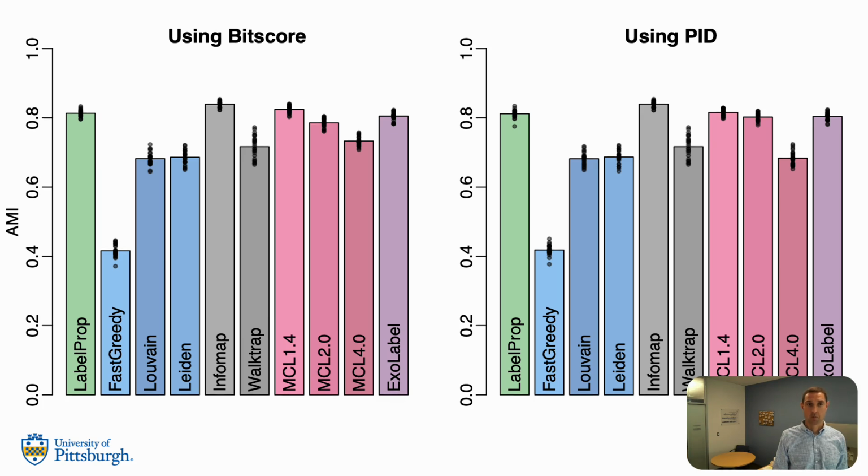We also compared using bit score in these simulations to using PID as the edge weights. And what you find is that bit score provides some slight advantage over PID, but both of them are much better than using unweighted networks.